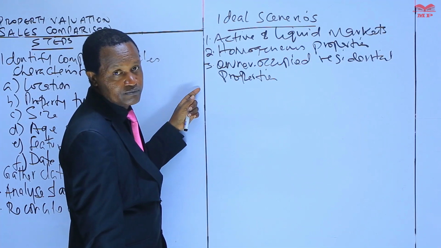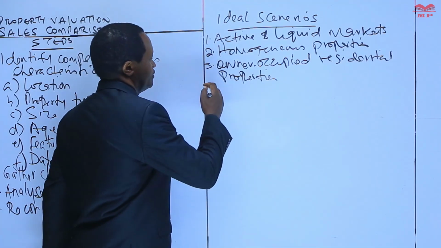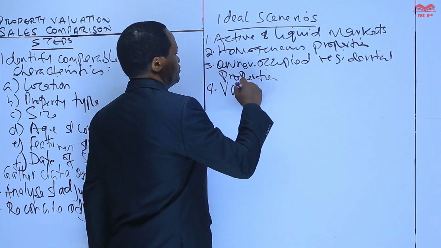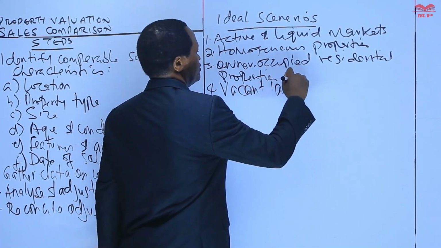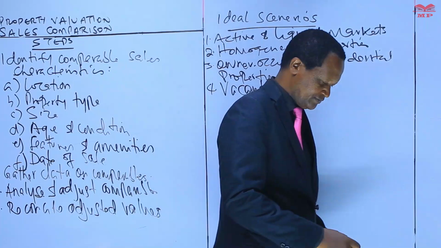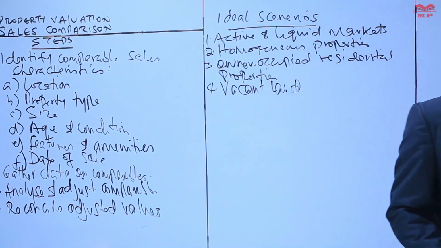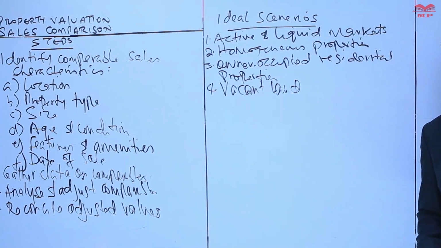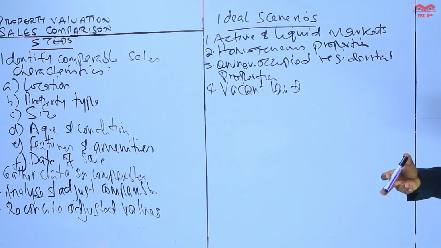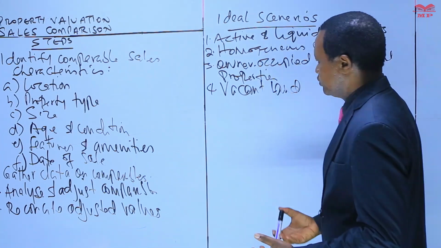Understand? Yes. Number 4, vacant land. Land that is not occupied. Valuing undeveloped land relies heavily on comparing recent sales of similar vacant parcels of land in the same area, considering factors like size, location, zoning, accessibility, and so on.